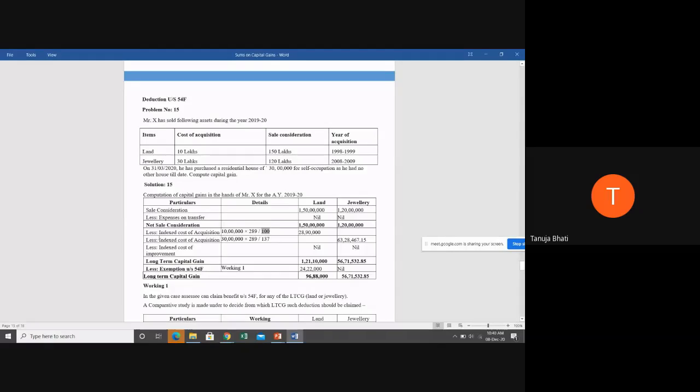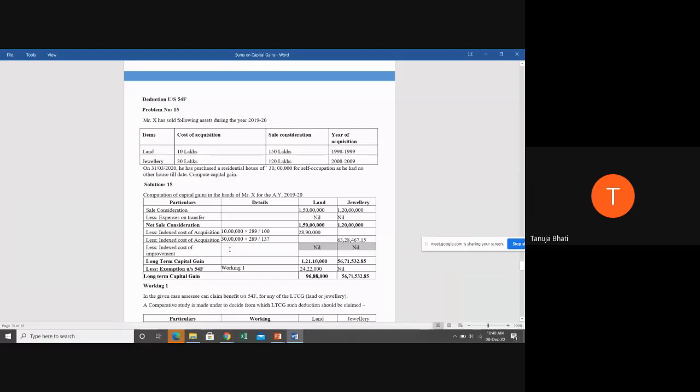Index cost of acquisition for jewelry, it will be 30 lakhs, cost of acquisition into CII of the year of transfer divided by CII of the year of acquisition. That is, if you see the cost inflation index for the year 2008-9, it is 137. So accordingly, you have got this amount. Less index cost of improvement. There is no index cost of improvement.